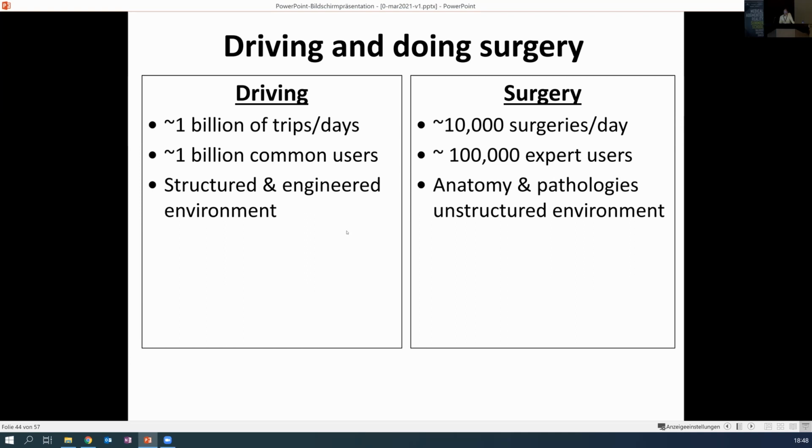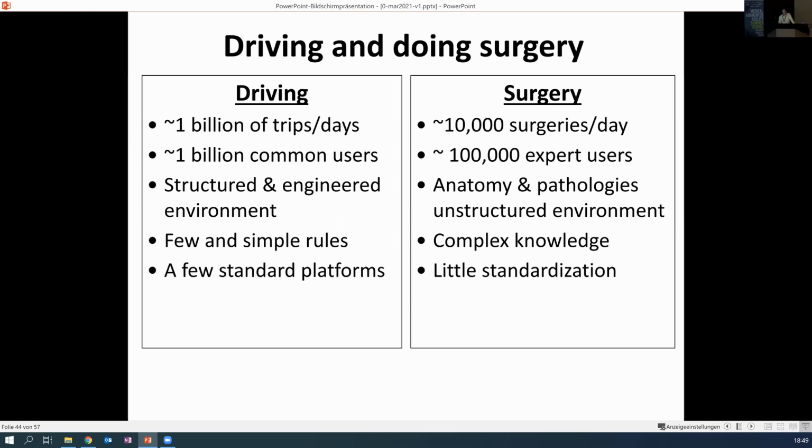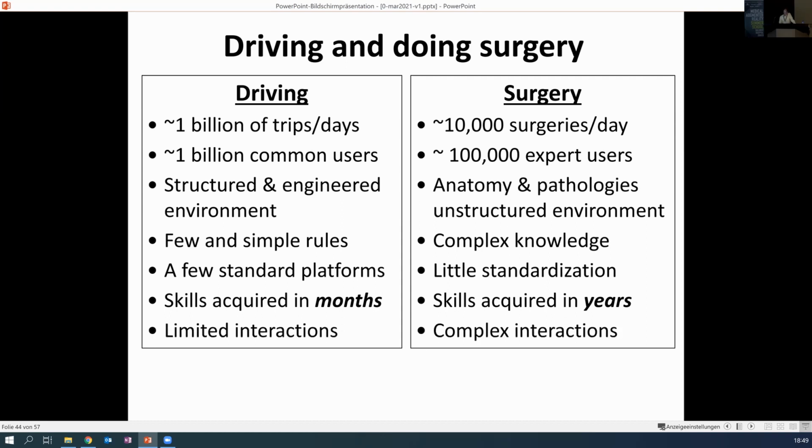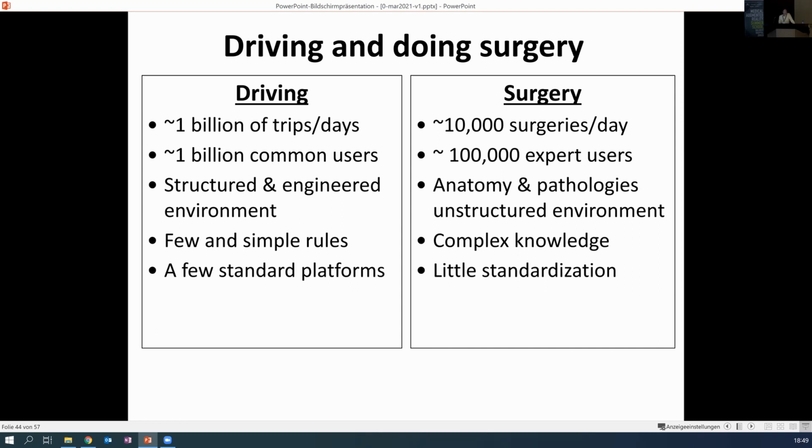This is a structured environment, and anatomy and pathology is less structured than we'd like to think. Driving has simpler and fewer rules. Surgery requires much more complex ones, and there are much more standardized platforms for driving. We can standardize them, and surgery still does not have much standardization. You can acquire skills of driving in months, but surgery requires years of training. So the limited interactions, you're in your car and everything happens outside, and here the interactions are complex.